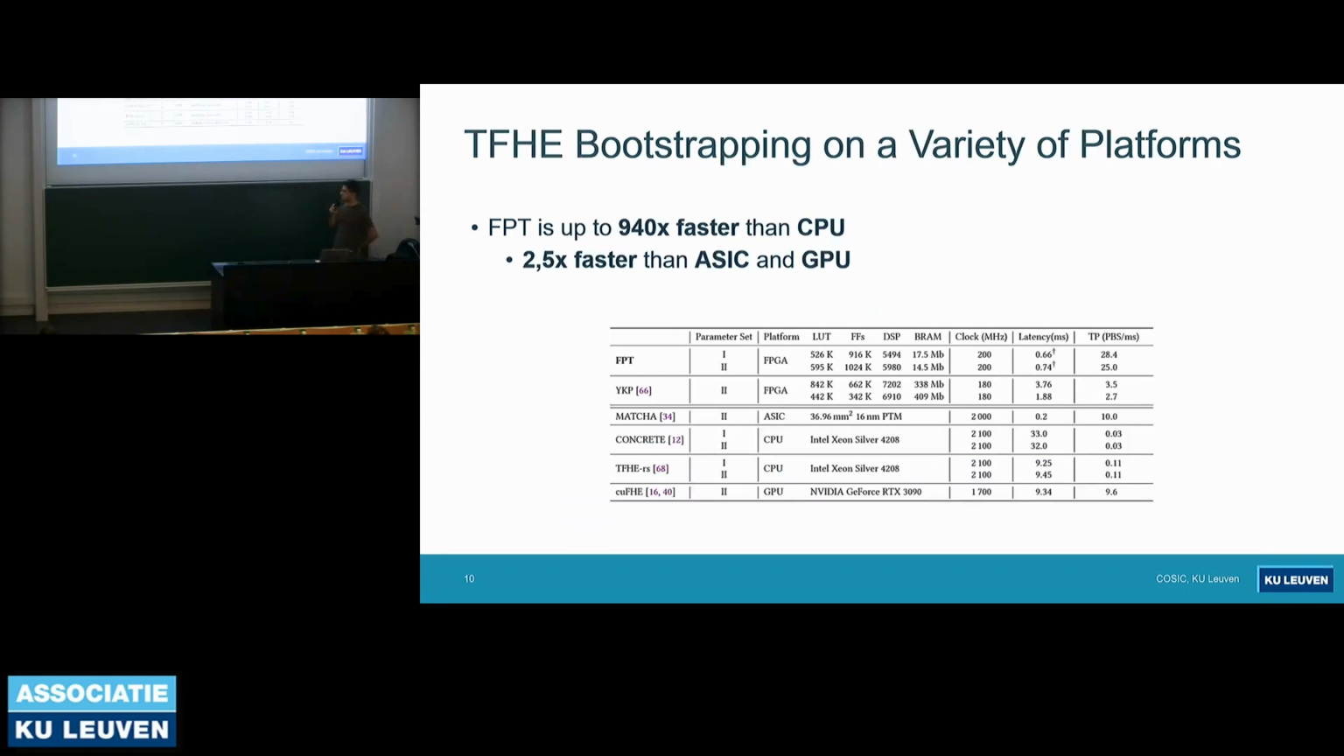We evaluated our architecture in two ways. I would invite you not to look at all the details in this table, which is quite dense. You can look at those later. But the main conclusion here, where we compare against one concurrent FPGA architecture, also CPU, ASIC, and GPU implementations, is that FPT is currently the fastest bootstrapping architecture for TFHE. We are up to 3 orders of magnitude faster than CPU-based implementations. We are 2.5 times faster than a prior ASIC implementation.